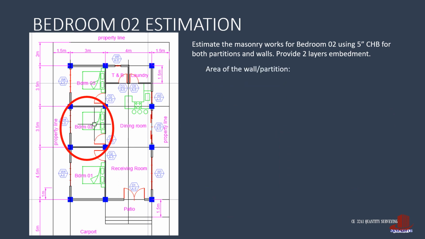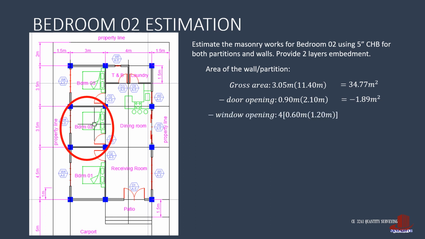To compute for the area of the wall, we take the gross area by multiplying the total height of 3.05 meters times the perimeter of 11.4, which results to 34.77 square meters. Subtract the openings of the bedroom. There is a door opening with width of 0.9, and using standard door height of 2.1 meters, we take the door area as 1.89 square meters.